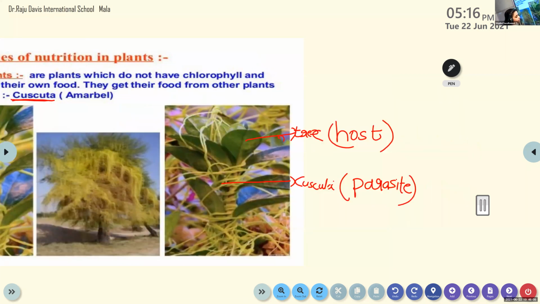Parasite is a plant that lives on another plant to take its nourishment. So what do you mean by parasite? Parasite is a plant that lives on another plant. Yes, you can take the notes. What do you mean by parasite? I will write here.